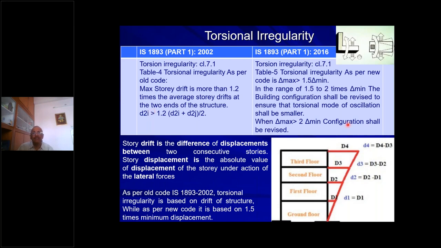In the new code of practice, instead of drift, they have considered displacement as the criterion. Drift means the difference in displacement between two floors. But here in the new code, instead of the drift, they directly consider the displacements. That is why the code clauses have become more stringent in 2016. Whenever the maximum displacement at one end of the structure is 1.5 times the displacement at the other, minimum displacement end, the building needs to be considered torsionally irregular.